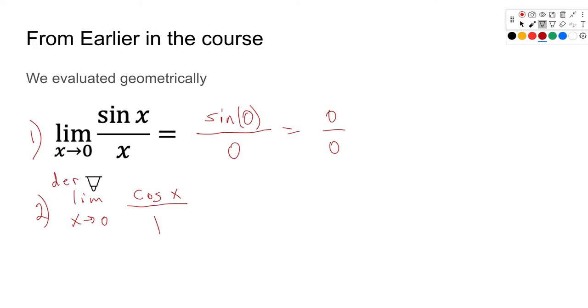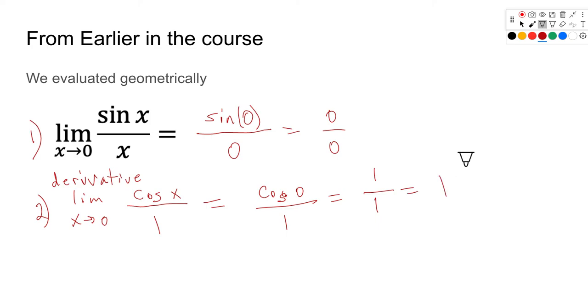So maybe I'll put a little note. We took the derivative. And now, again, we apply law number 5, which just means we evaluate it. Plug in 0 for the x. So we get the cosine of 0 over, again, 1 is a constant now, and cosine of 0 is 1. 1 over 1 is 1.